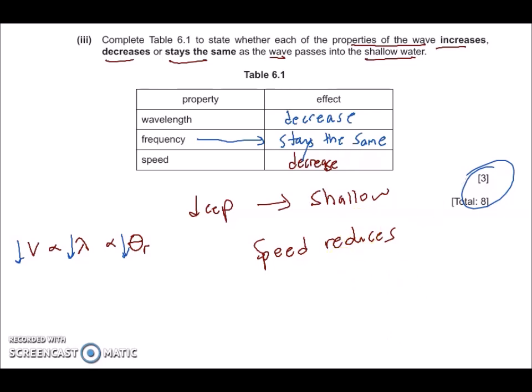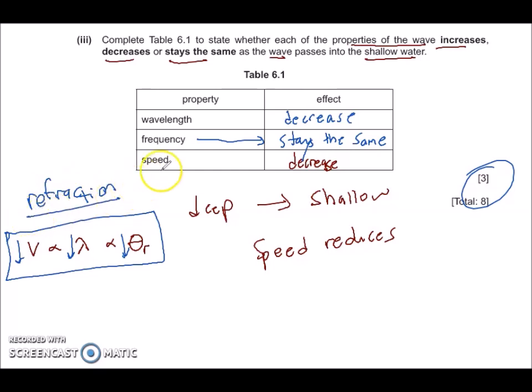Just follow this formula. If the speed goes into shallow water, speed will automatically reduce. If speed reduces, lambda will reduce, angle also will be reduced. But frequency will remain the same. You just remember this part. This is only for refraction.